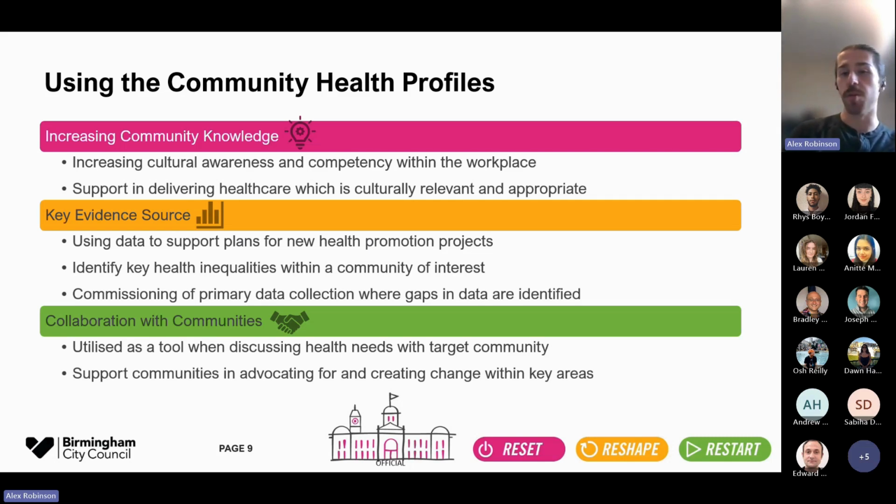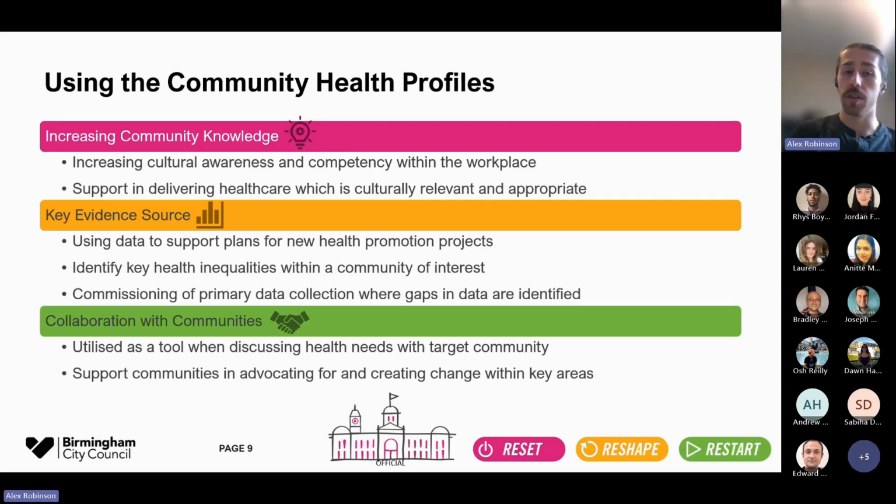So in terms of what we want feedback on, if you feel there's inappropriate language that's used or a key community health need or important report isn't included, then please let us know via email and we'll update that during our next refresh.